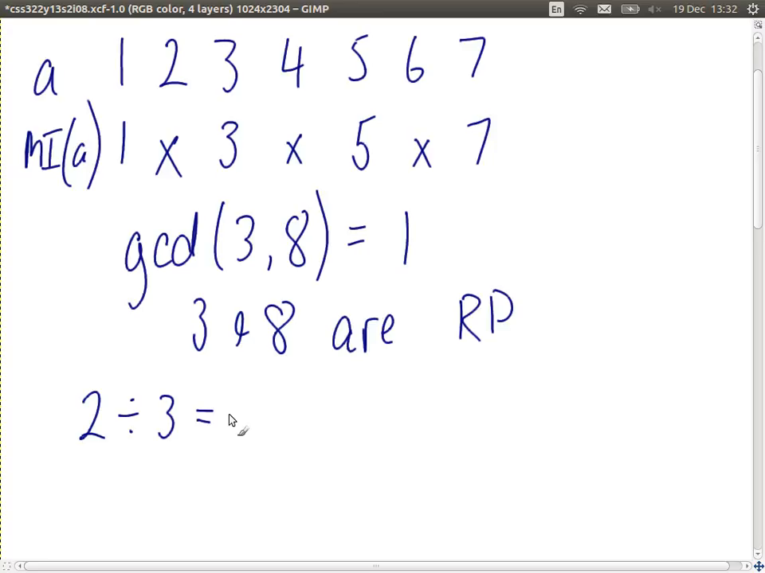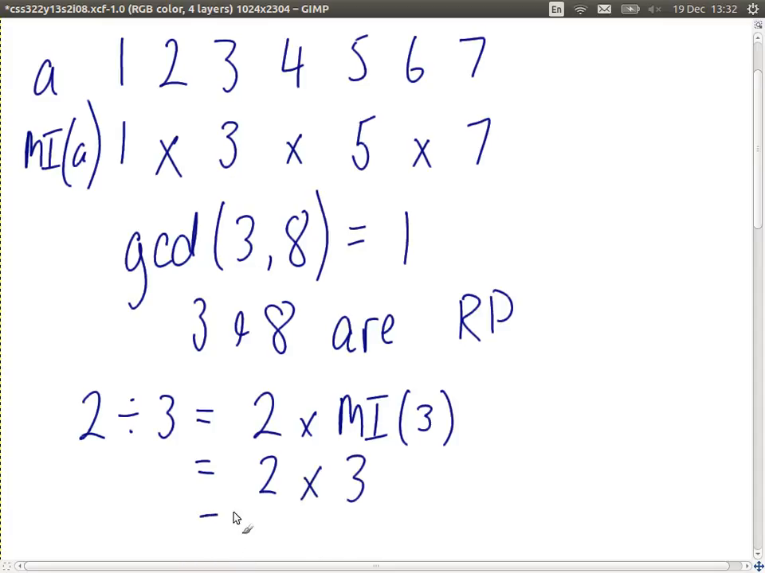Division. In our normal arithmetic, what is division? When we have 2 divided by 3, it's the same as 2 times 1 over 3, 2 times the inverse of 3 in normal arithmetic. The same concept here. Division is multiplication of the multiplicative inverse. Equals 2 times, denoted MI, the multiplicative inverse of 3. And we just work that out. In mod 8, the multiplicative inverse of 3 is in fact 3. Hence it's 6.